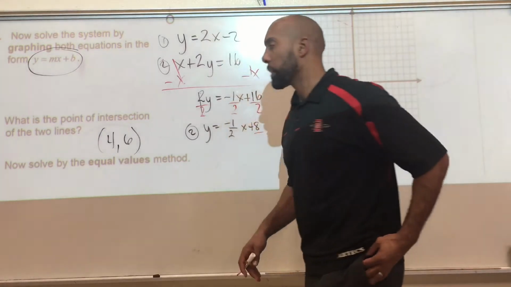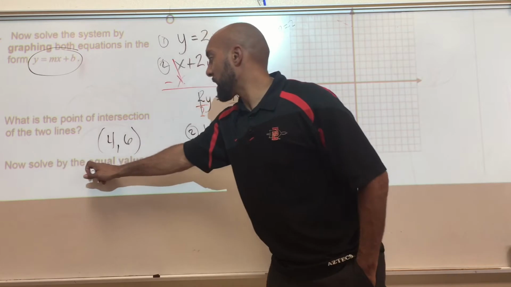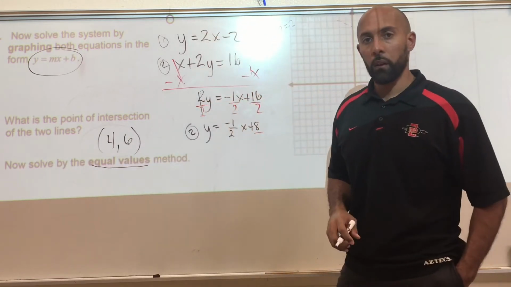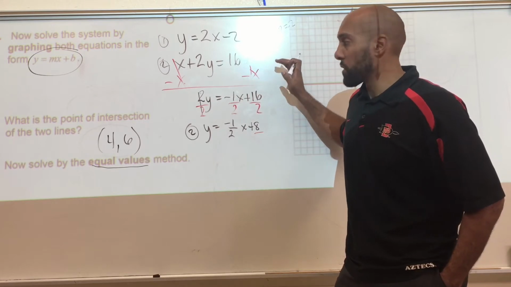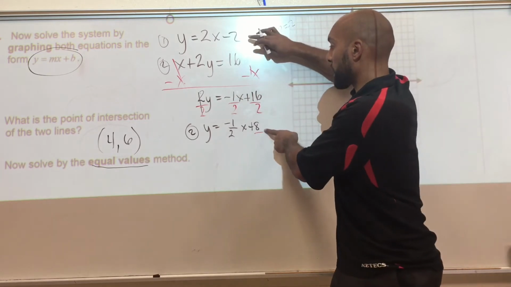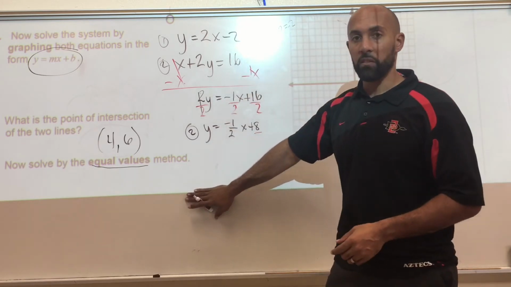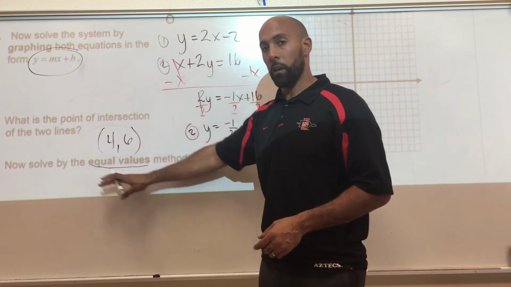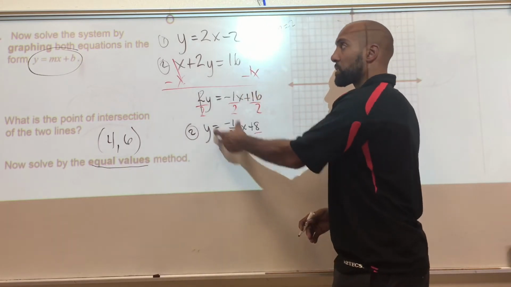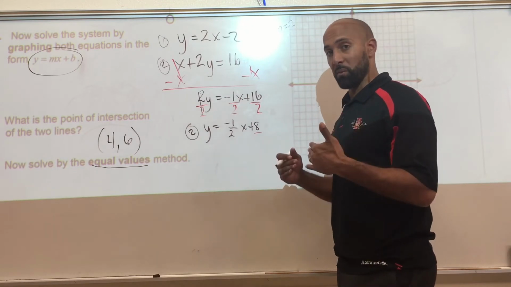Three different ways. Okay, now when we get to letter D, we're going to solve by the equal values method. It's important that we get B right, because if you don't get this equation done correctly, then we'll have some trouble down here trying to figure out the equal values method. So I need to have both equations in the form y equals mx plus b, and then I'm going to make them equal to each other.